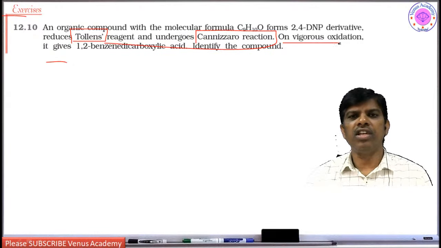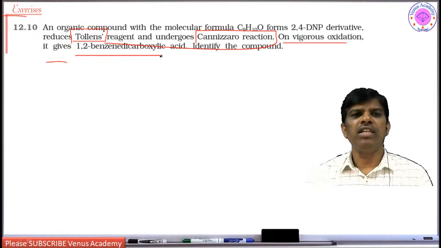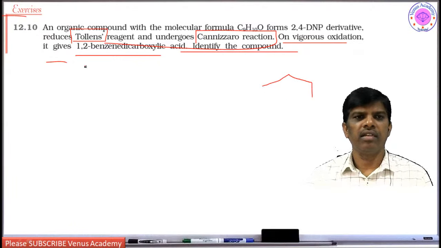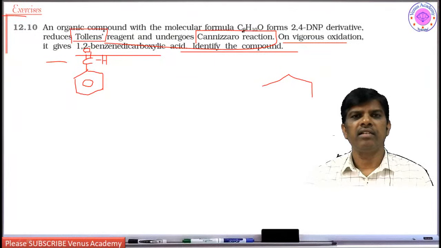On vigorous oxidation, it gives 1,2-benzene dicarboxylic acid. Identify the product. It is very simple, students. So let me write. Vigorous oxidation with KMnO4. So this is the aldehyde. How many carbons are there? It is given C9H10O. Only 7 have come.